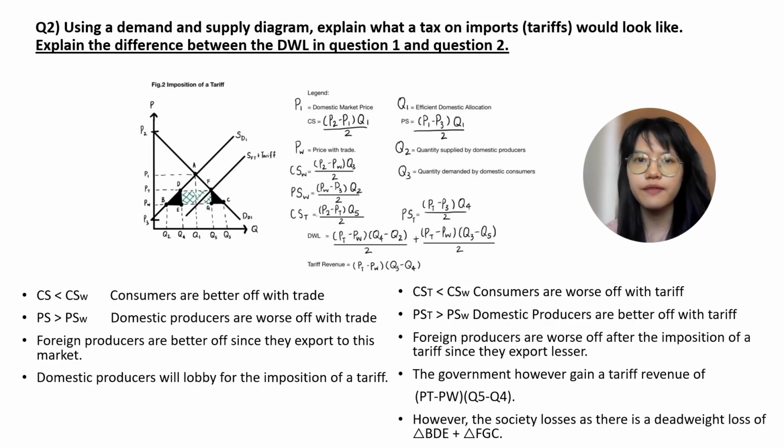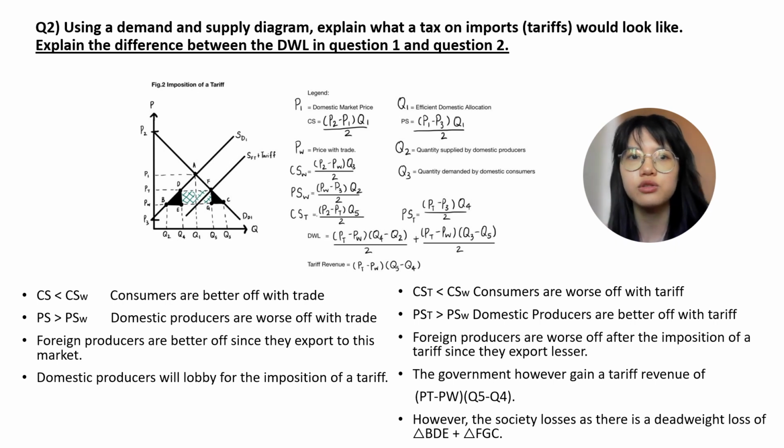Next, let's talk about the effects of import tariffs using a demand and supply diagram. P1 represents the domestic market price and Q1 is the efficient domestic allocation. Consumer surplus CS is calculated as (P2 minus P1) times Q1 divided by 2 and producer surplus PS as (P1 minus P3) times Q1 divided by 2. With free trade at price PW, we observe that consumers are better off and domestic producers face a lower surplus, which is represented as PS with trade equals (PW minus P3) times Q2 divided by 2.